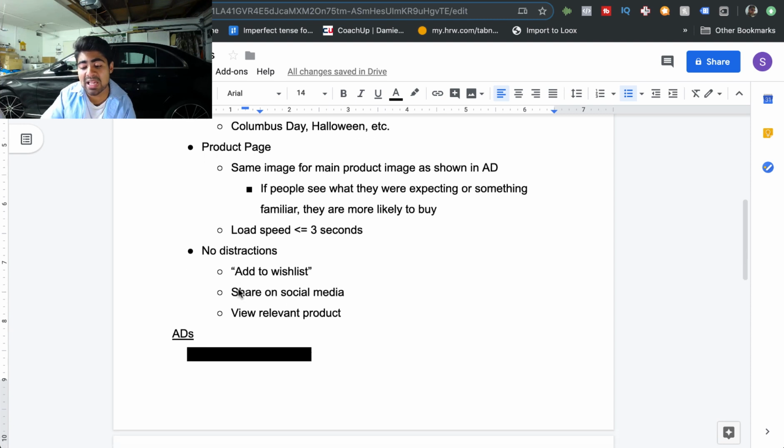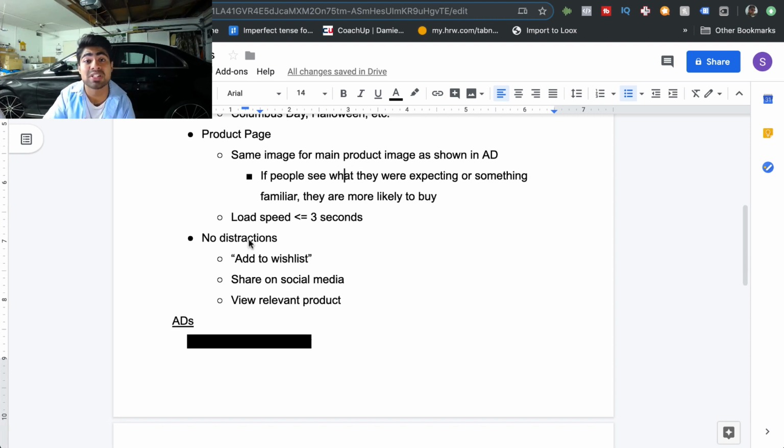And this leads me to my last point when it comes to your website, which is having zero distractions. I've seen this happen on a lot of people's websites, and also some of my own mentoring students' websites, where they have a lot of distractions. The first distraction is having the add to wish list button. Now, unless you're a big brand where people come onto your website often, like Amazon, you really don't need this specific option.